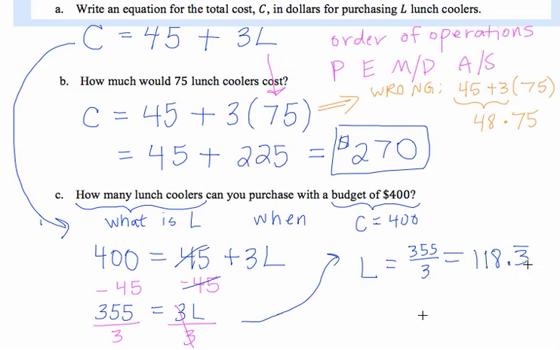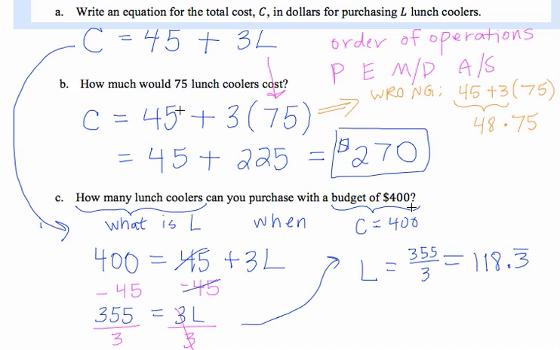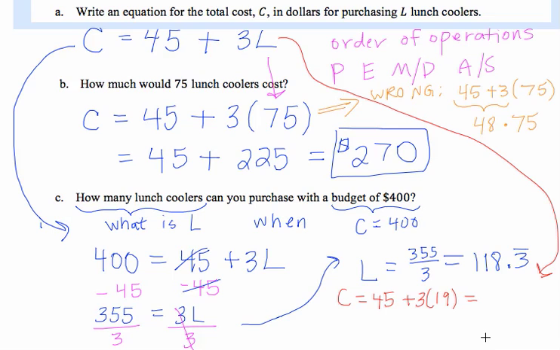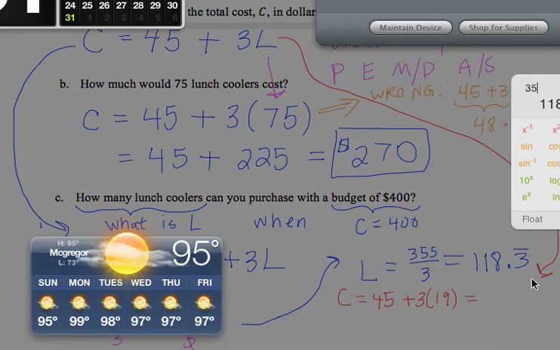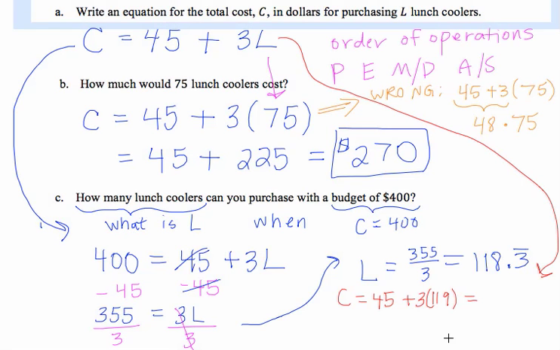Not because 3 is less than 5, but just because if you purchase 119, you're not going to be within budget. So let's actually plug that in so you can see what I'm talking about. If we plug in 119 for L, just to see what happens, we'll get 45 plus 3 times 119. It should be just a little bit above $400. Let's see, 3 times 119 is 357.